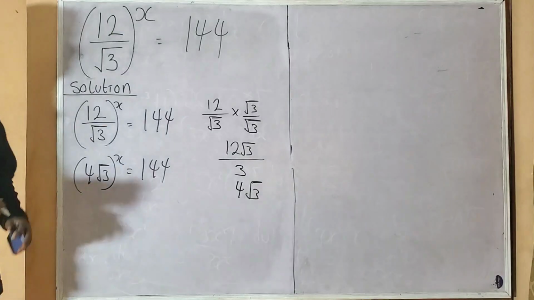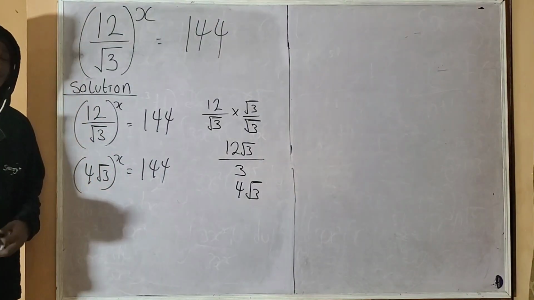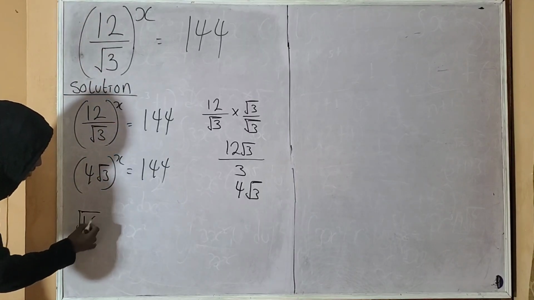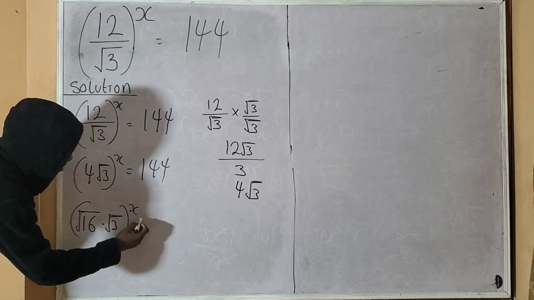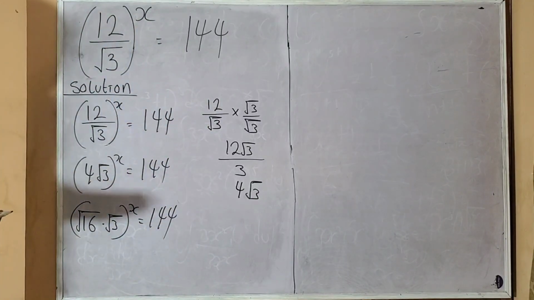Are you following? Okay, do not forget that 4 can be written as the square root of 16. Is that not it? So I'm going to have the square root of 16 multiplied by the square root of 3, raised to the power of x, equals 144. Is that not it? Yes.